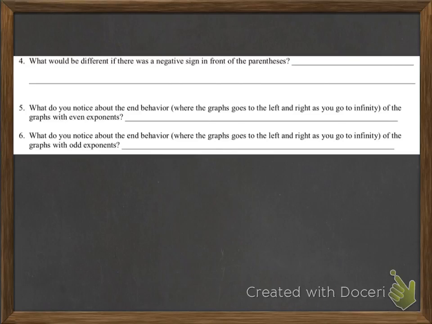So what would be different if there is a negative sign in front of the parentheses? Well, when you put a negative in front of your parentheses, it does not matter which function it is, that is going to cause a reflection over the x-axis.